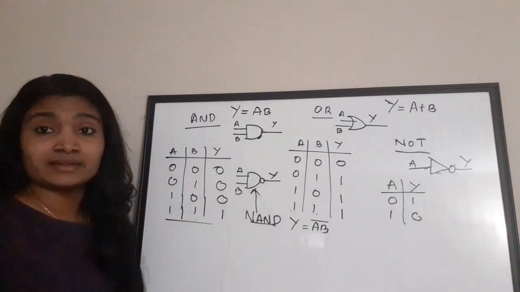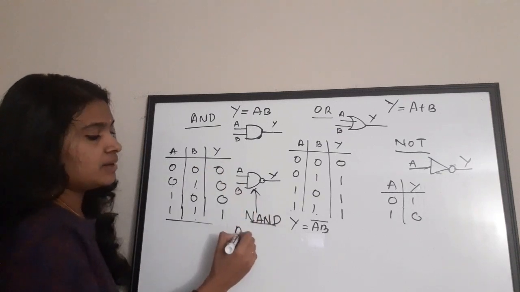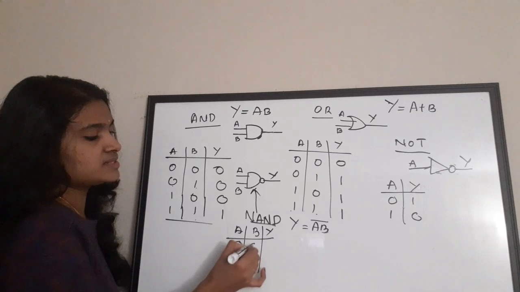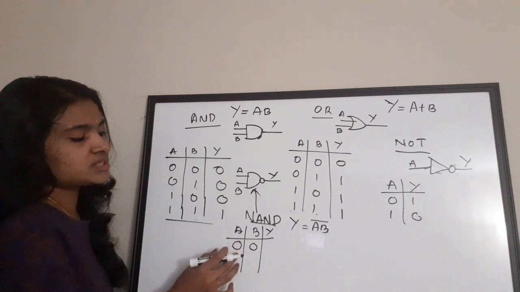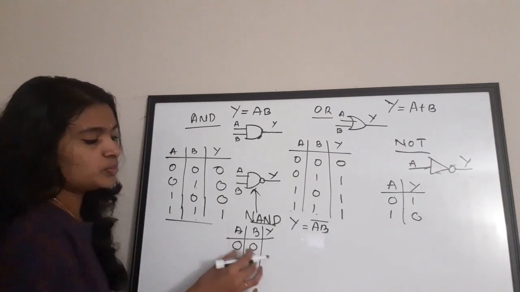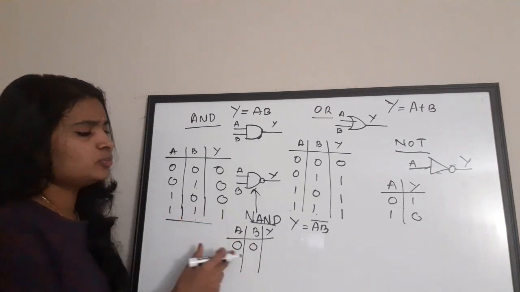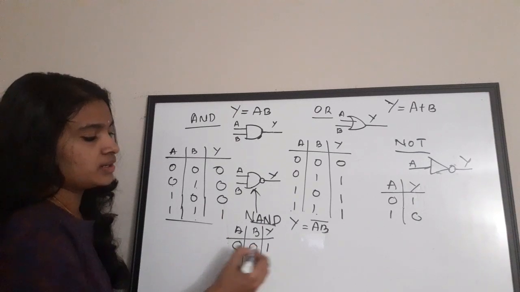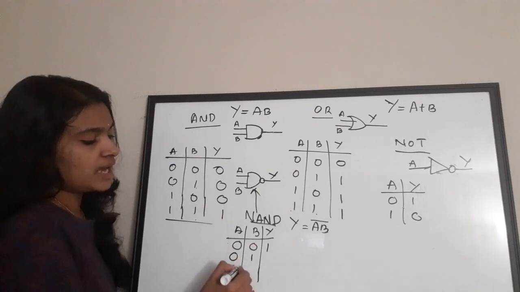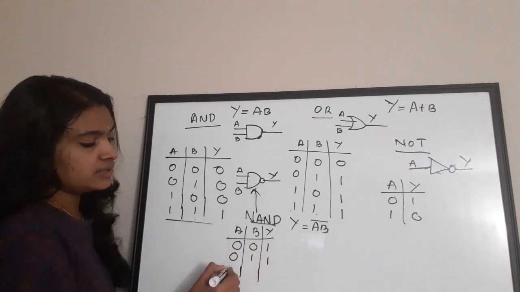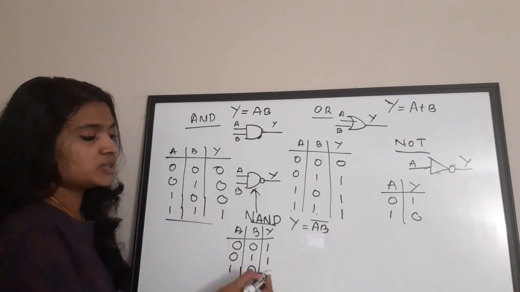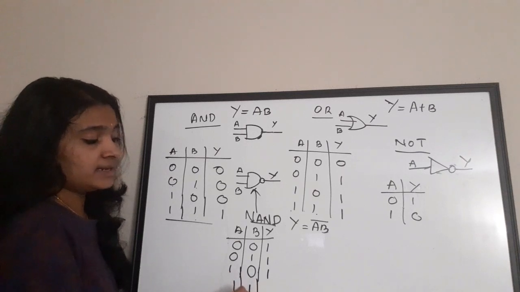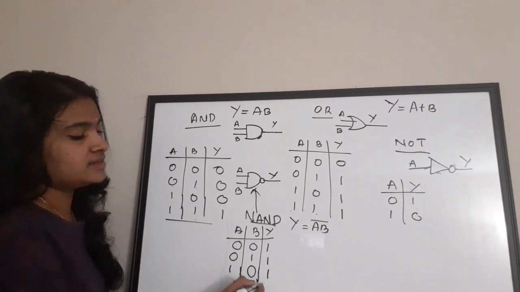And how will the truth table of NAND gate look? My inputs are A and B. My output is Y. So, for 0 and 0, you know that both the inputs are 0. So, what will be the output for an AND gate? AND gate output will be 0, right? But for the NAND gate, its complement you have to take. So, it is 1. Then, for 0 and 1, for AND gate, it was 0. So, here 1. Then for 1 and 0, for AND it was 0, here it is 1. For 1 and 1, for AND gate the output was 1, here it is 0.